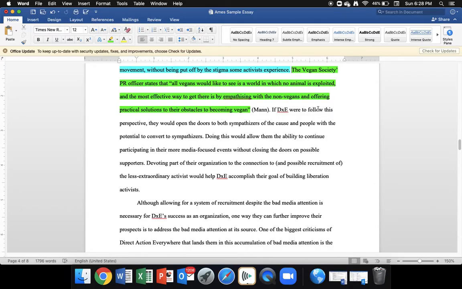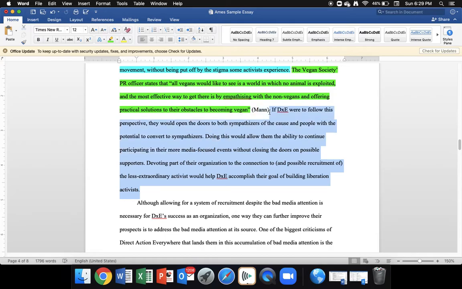If DXC were to follow this perspective, they would open the doors to both sympathizers of the cause and people with potential to convert to sympathizers. Doing this would allow them the ability to continue participating in their more media-focused events without closing the doors on possible supporters. Devoting part of their organization to the connection to and possible recruitment of the less extraordinary activist would help DXC accomplish their goal of building liberation activists.